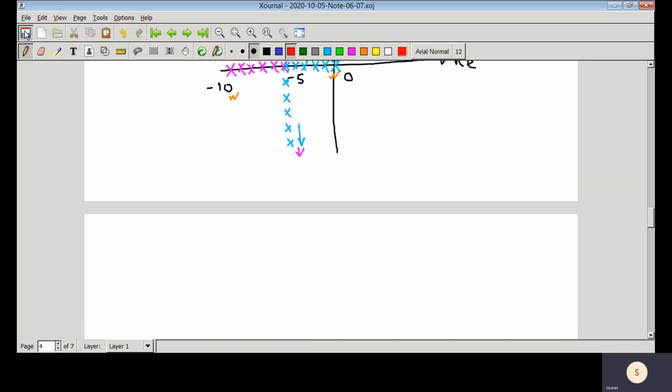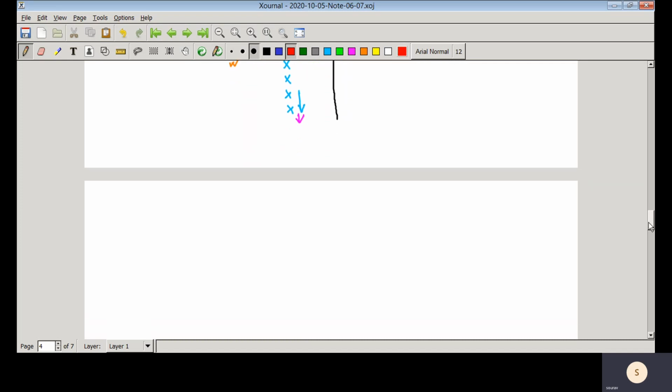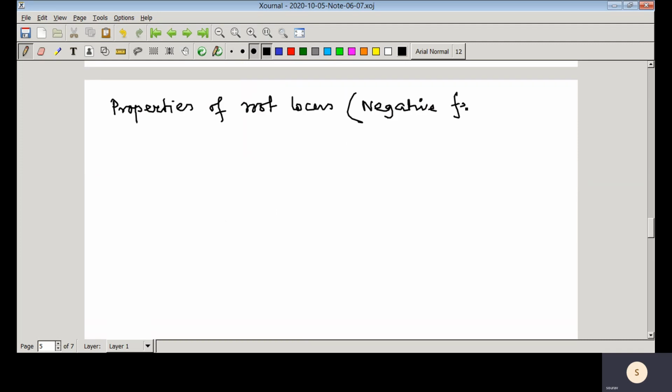So before that, let us see what the properties of root locus are. We are considering the negative feedback case, and k we are varying from 0 to infinity.